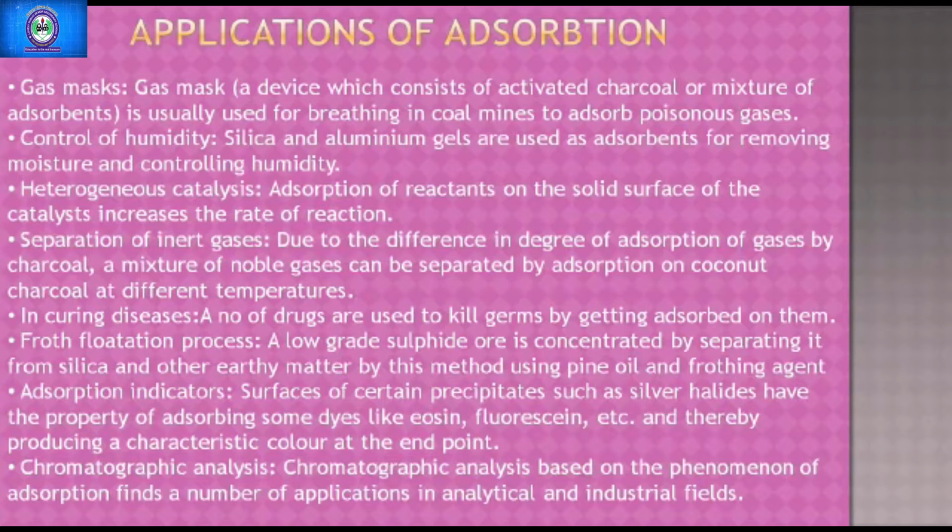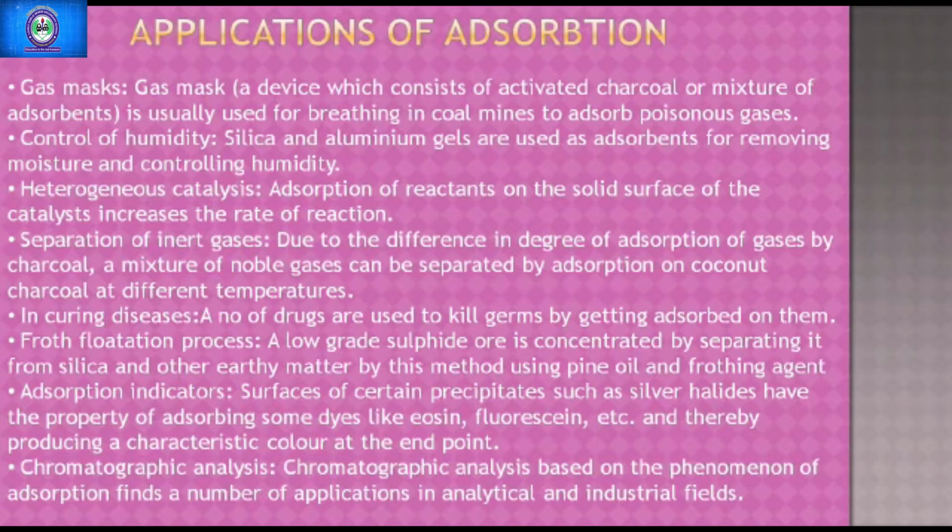Even in metallurgy, in the froth flotation process, the adsorption process takes place. A low-grade sulfide ore is concentrated by separating it from silica and other impurities by using pine oil and a frothing agent. Adsorption indicators like eosine and fluorescein are used. The surfaces of certain precipitates such as silver halide have the property of adsorbing some dyes like eosine and fluorescein, thereby producing a characteristic color at the end point.